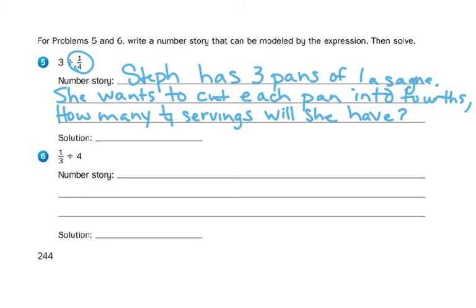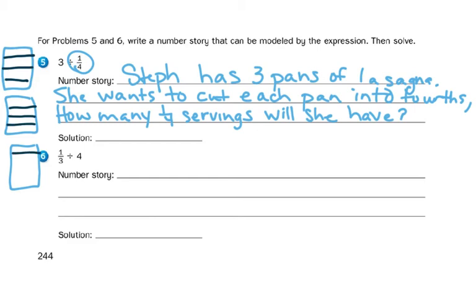So I'm going to take and divide 3 into 1/4. If you want to draw a picture, if that helps you, you sure can. Each pan of lasagna is going to be cut into fourths. How many slices or pieces would that be? 4, 5, 6, 7, 8, 9, 10, 11, 12. So 12 servings.